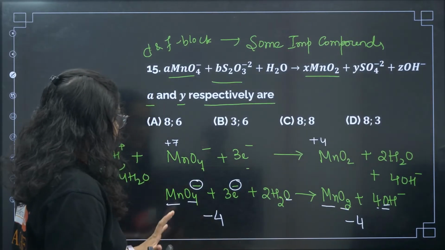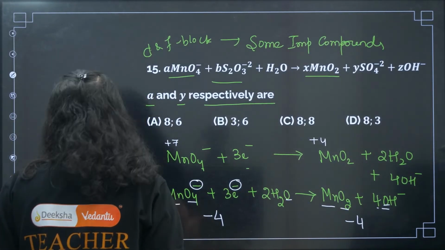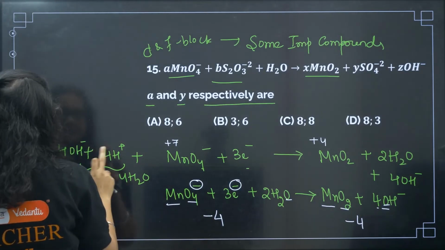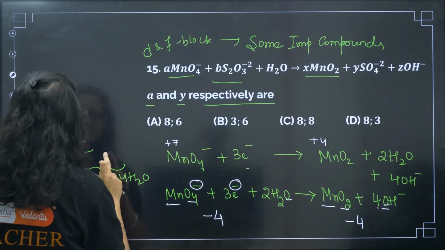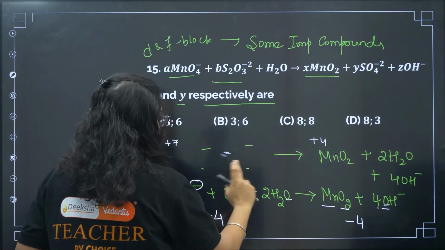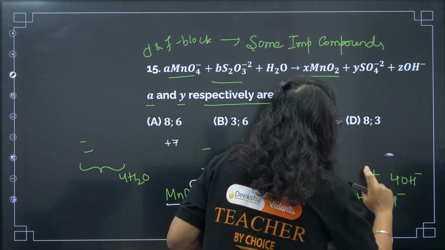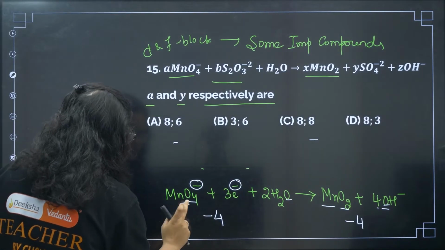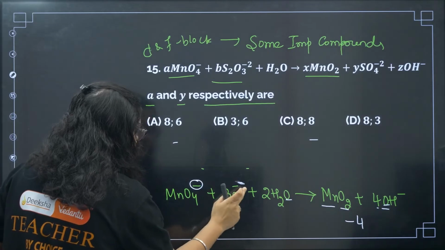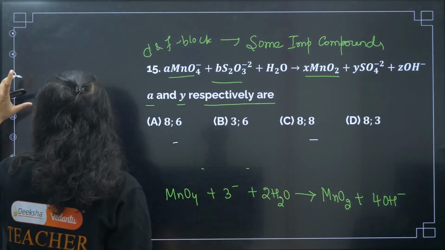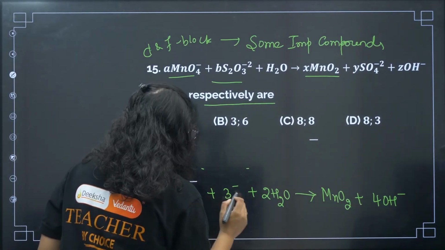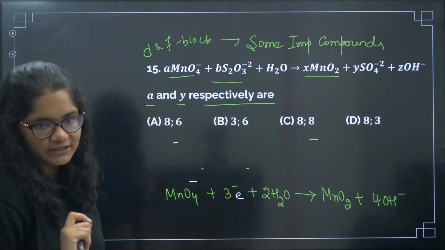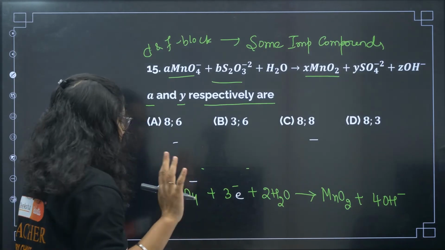Okay. So now if I write the final equation, what I got for Mn is, okay, I'll erase all other reactions here to avoid any confusion. So this is the final equation that I have got. Let us write it properly once again. We have MnO4 minus plus 3 electrons plus 2 water gives MnO2 plus 4OH minus. Okay, remember, this reaction we have done.